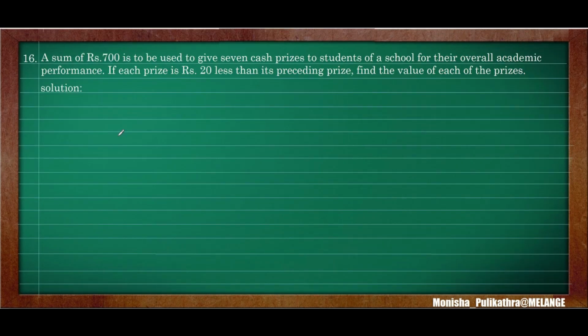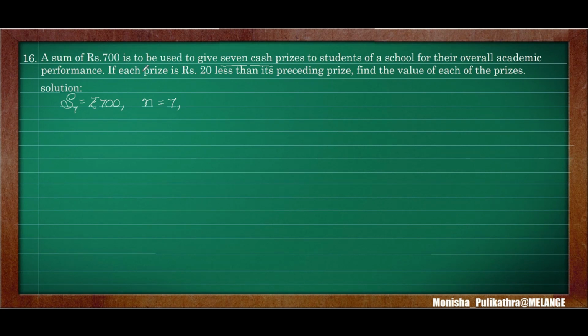Moving on to the 16th problem. The question is, a sum of rupees 700 is to be used to give 7 cash prizes to students of a school for their overall academic performance. There are 7 cash prizes and the total amount given for the 7 cash prizes is 700 rupees. So S7 is equal to rupees 700. 7 cash prizes means n, the number of terms, is equal to 7.